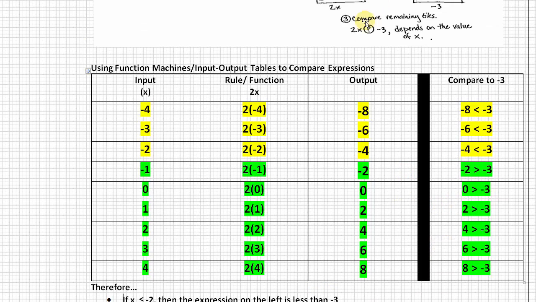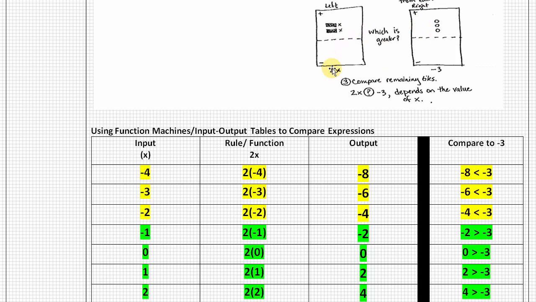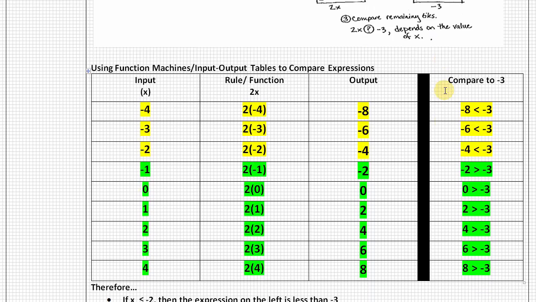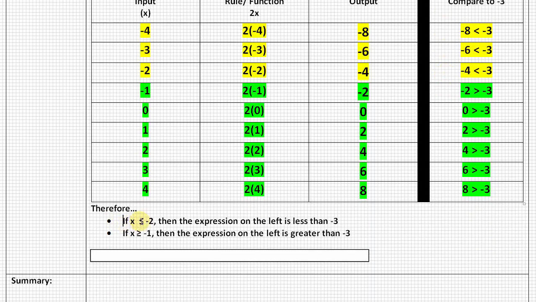So that answers our question up here. Which is greater, the left or the right? 2x or -3? And we said, well, it depends. If x is less than or equal to -2, the expression on the left will be less than. And if x is equal to or greater than -1, the expression on the left is greater.